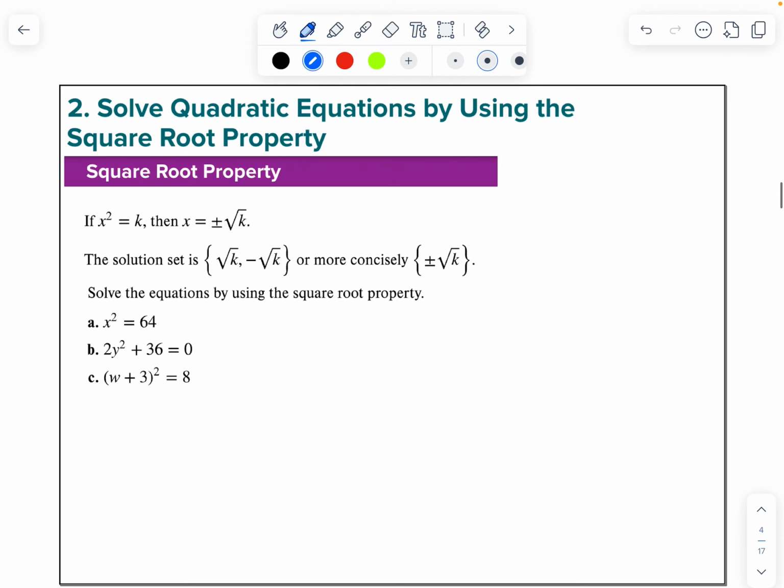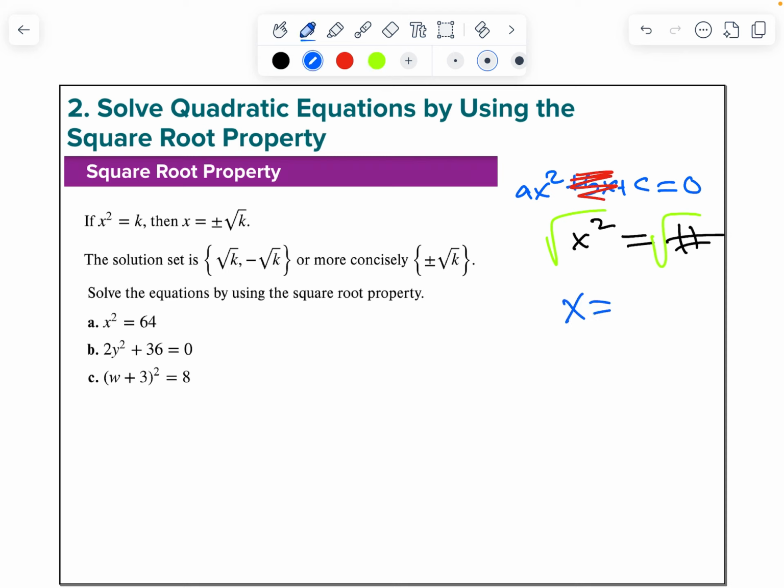Another way you could solve, if you have this special type of polynomial where you don't have an x term, right? So we're talking about a polynomial in standard form, ax squared plus bx plus c equals 0. If there's no regular x term, if there's just an x squared and a numeric term, we can use the square root property. The way you do that is you get the x squared by itself equal to a number. Once you can do that, you can take the square root on both sides. And when you take the square root on both sides, x equals plus or minus whatever the square root of that number is.